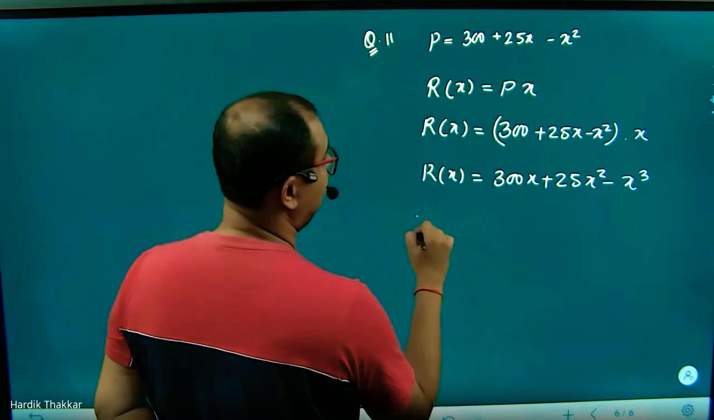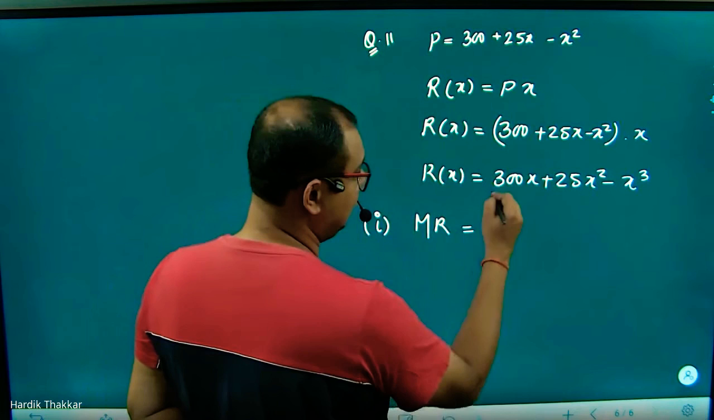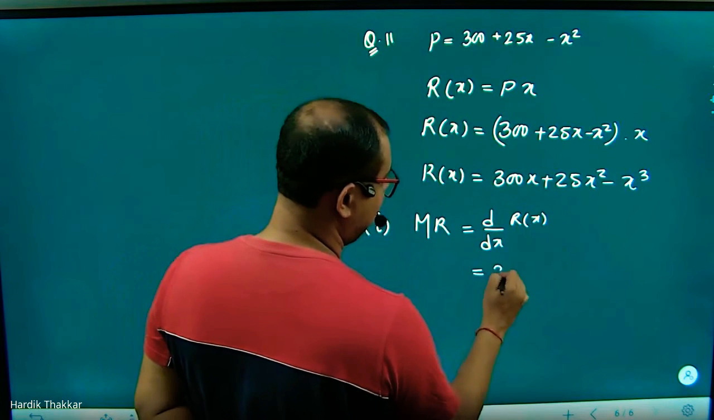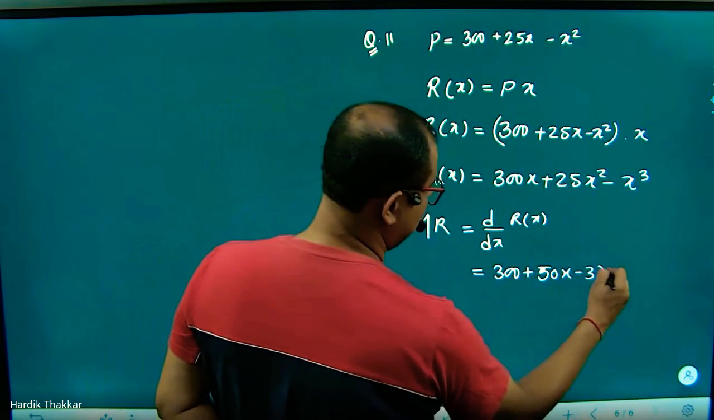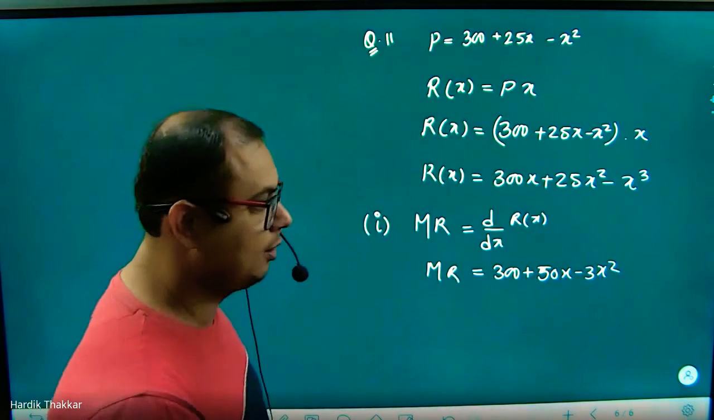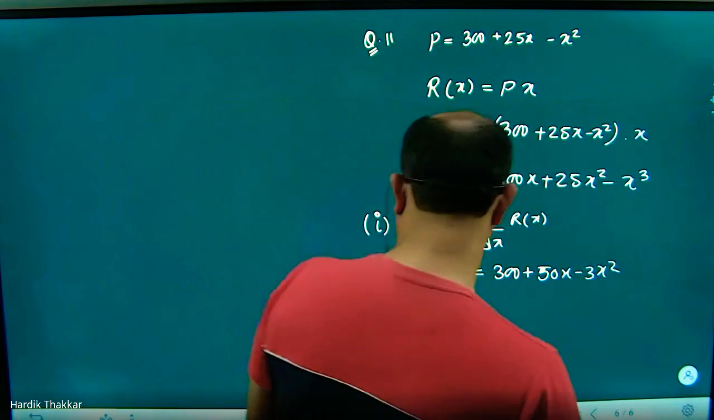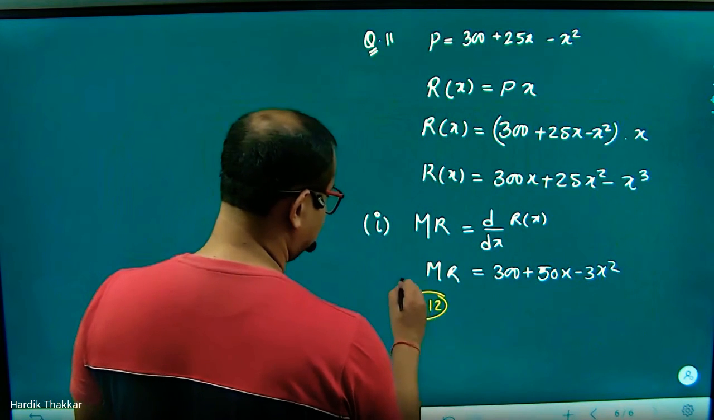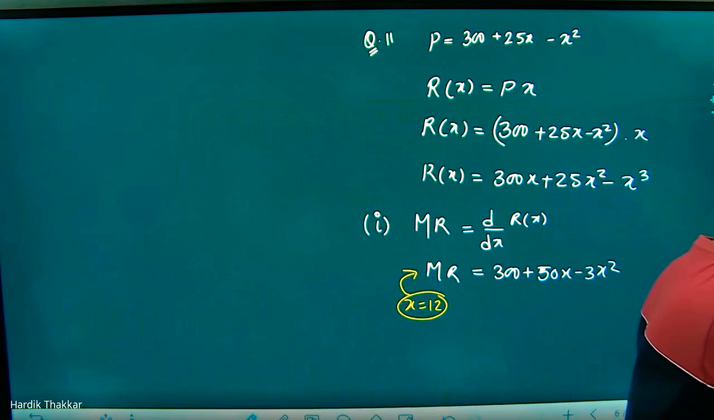Okay. So in the first part you have to find marginal revenue. So MR will be equal to d by dx of revenue R of x, and it will be 300 plus 50x minus 3x square. So the answer of the first part will be this. Now in the second part, you have to obtain marginal revenue at x is equal to 12. So just put x is equal to 12 here, and you will get marginal revenue at x is equal to 12. Whatever that value is, you can do the calculation.